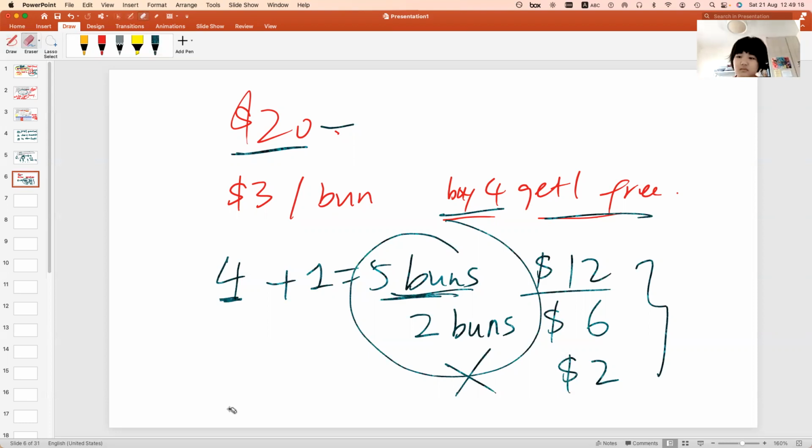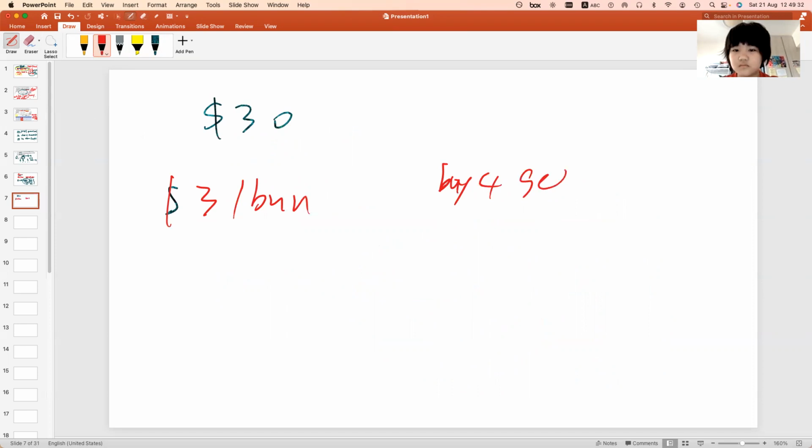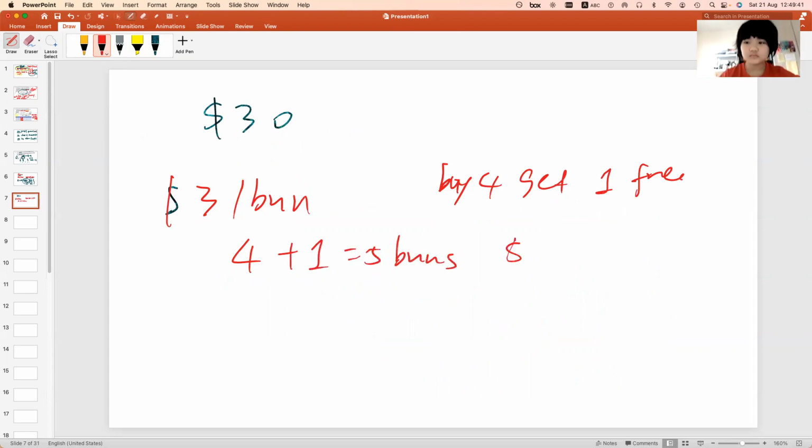Okay. So this can be $30. Let's say you start with $30. Same thing, $3 per bun. And then you buy 4, get 1 free. Okay. So buy 4, get 1 free means 4 plus 1, which is 5 buns. And you are paying what? 3 times 4, you are paying $12.